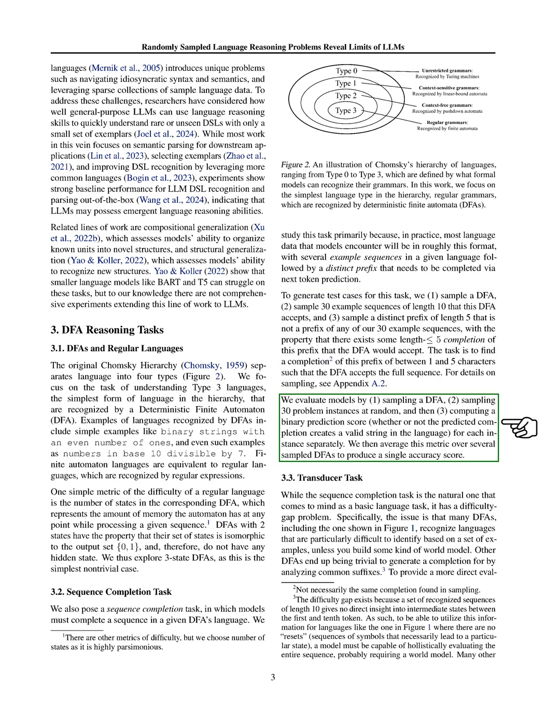We evaluate models by sampling a DFA, generating 30 random problem instances, and calculating a binary prediction score for each instance, which indicates whether the predicted completion forms a valid string in the language. We then average these scores across multiple sampled DFAs to obtain an overall accuracy score.